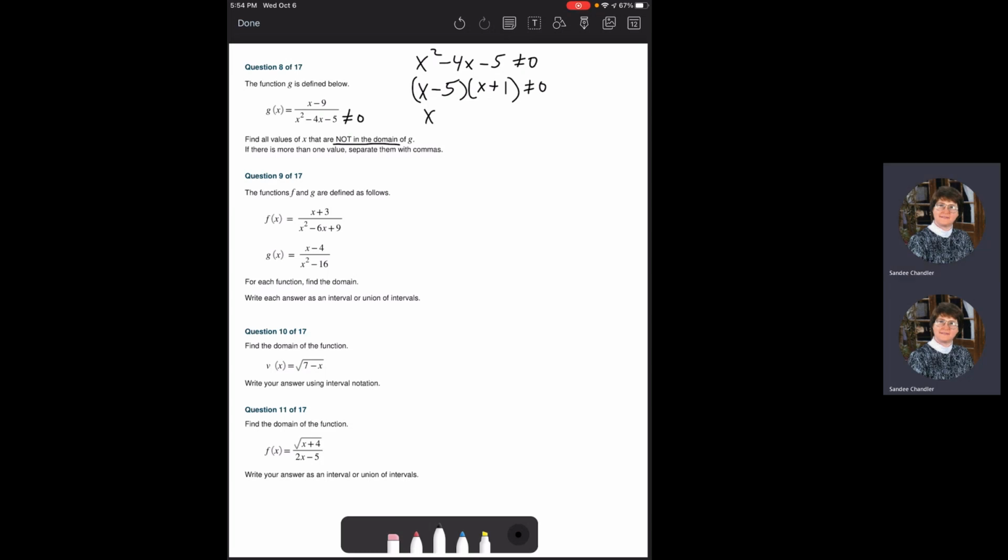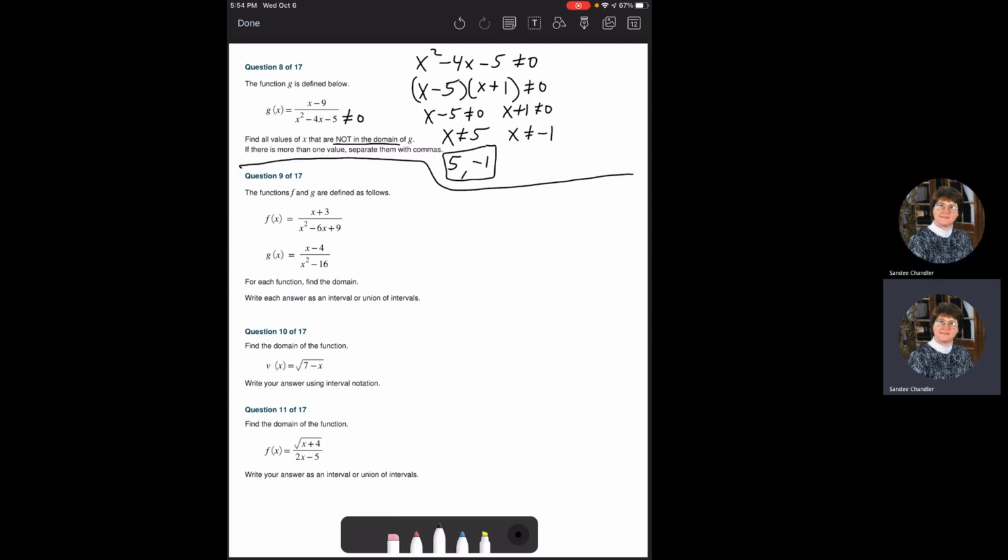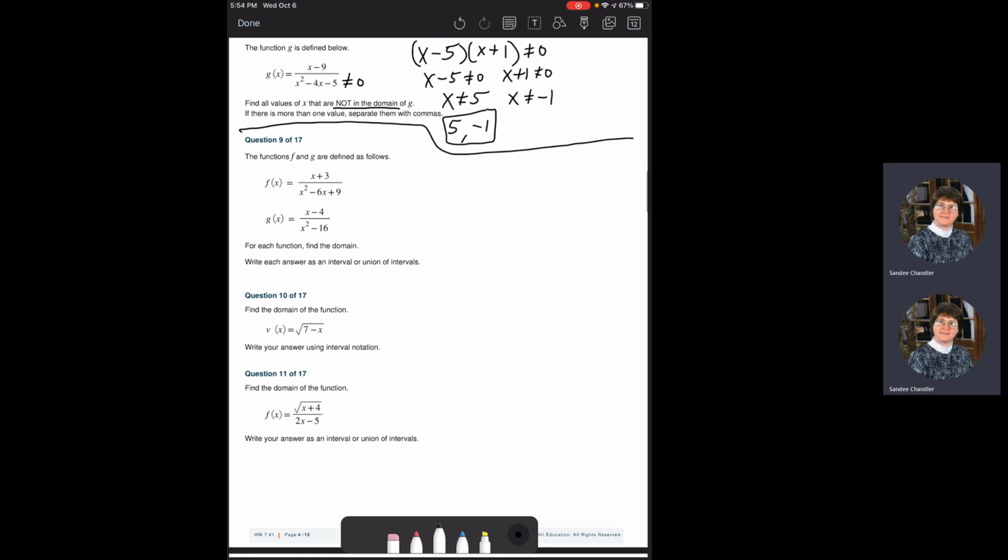So set each one of these not equal to 0, kind of like an inequality. These values can be everything except these values. These are the ones that are not in the domain. So this one says x is not 5, and this one says x is not negative 1. So our solution is 5, comma, negative 1. Those are the numbers that cannot be in the domain of g.